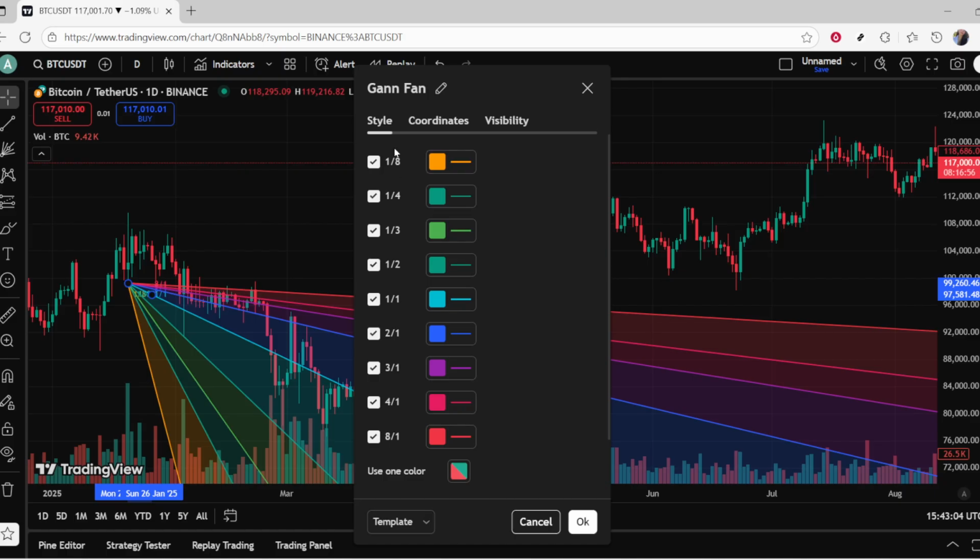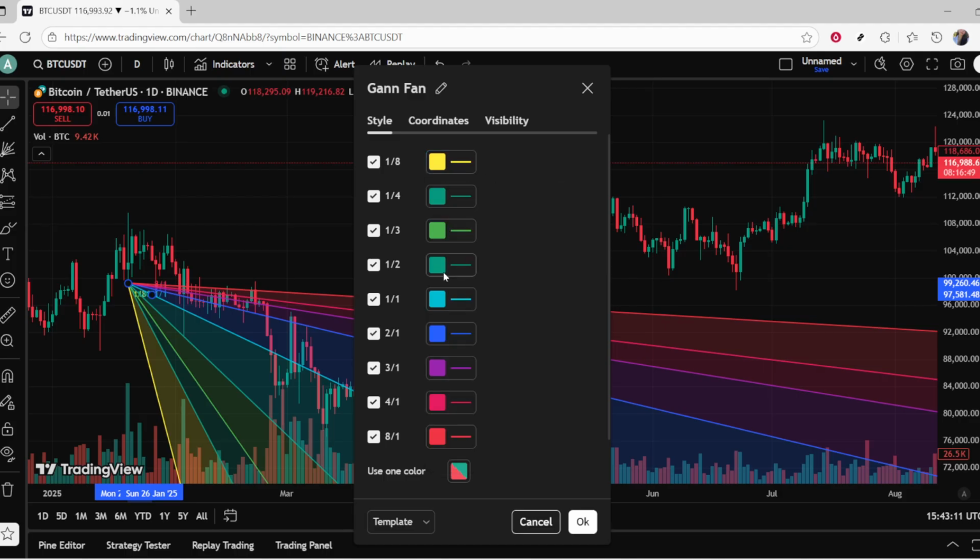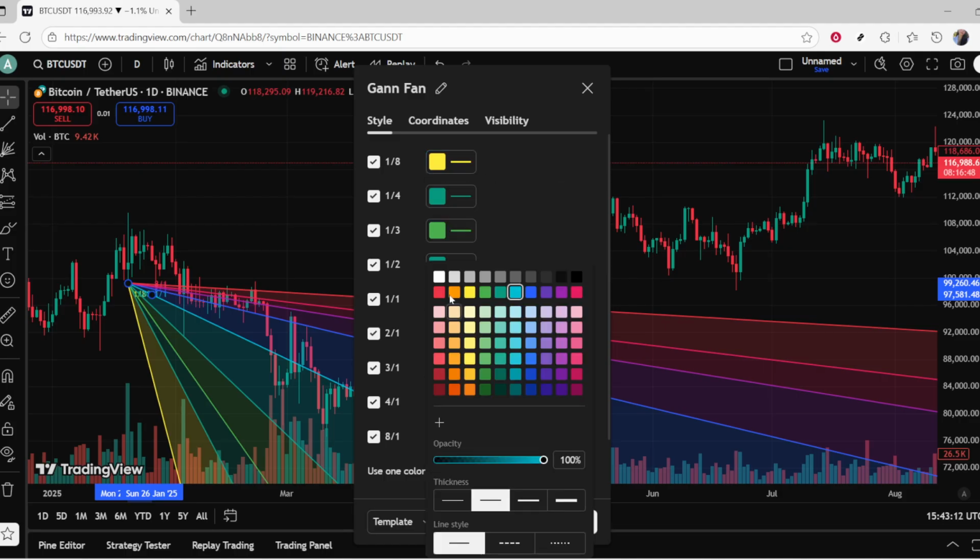In addition to adjusting the angles, you can also change colors and line styles within these settings. Customizing these visual elements is more than just about aesthetics. It can significantly impact your ability to quickly interpret the chart. Choose colors and line styles that stand out against your chart's background and other indicators you might be using. This way, you ensure that the Gann lines are immediately noticeable, providing clear visual guidance when trading.